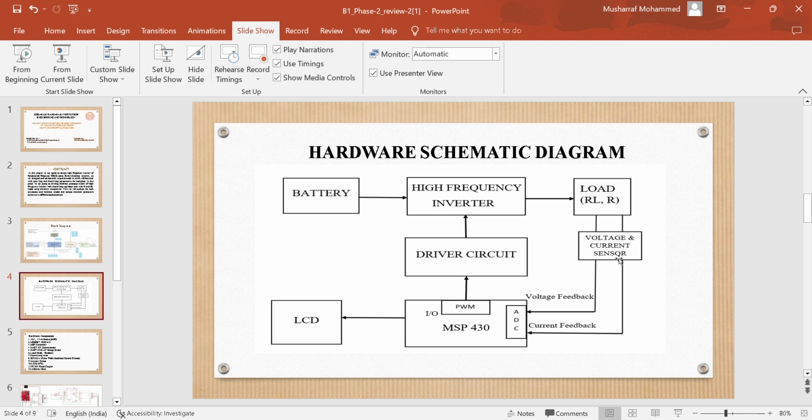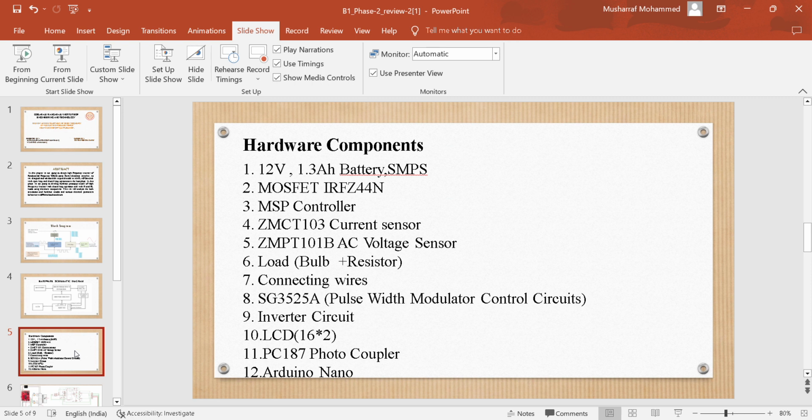In this, we convert the voltage and current sensor signals into digital signals, and we generate PWM high or low, and we give this signal to the driver circuit which will generate pulse width modulation signals, and it will give them to the gate terminal of the MOSFETs. We also use an LCD to display the voltage and current levels simultaneously. And these are the hardware components which we used.